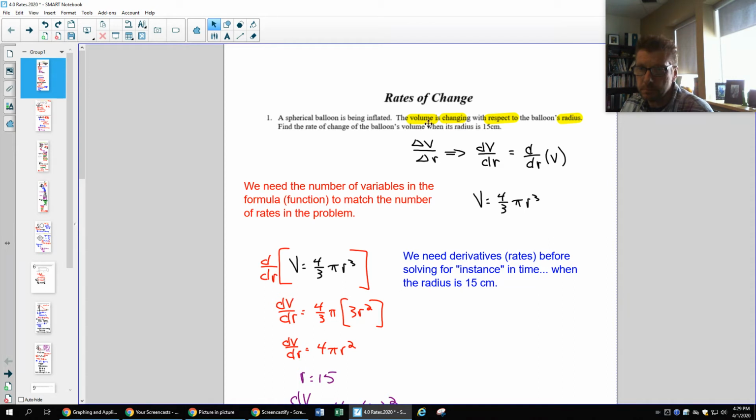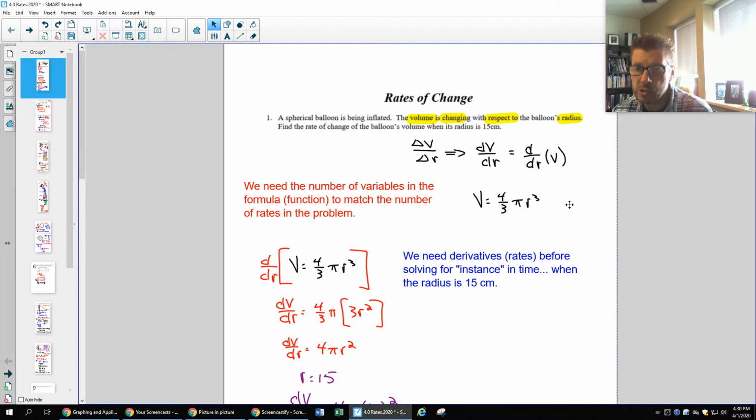Number one, the volume is changing as the radius changes. Back in the old days, volume's changing, radius is changing, delta V, delta R. Because we're doing calculus, we want to talk about the instant in time, so it's dV/dr. In other words, we're taking the derivative with respect to radius, r. So we know we've got a volume formula: volume equals 4/3 pi r cubed.